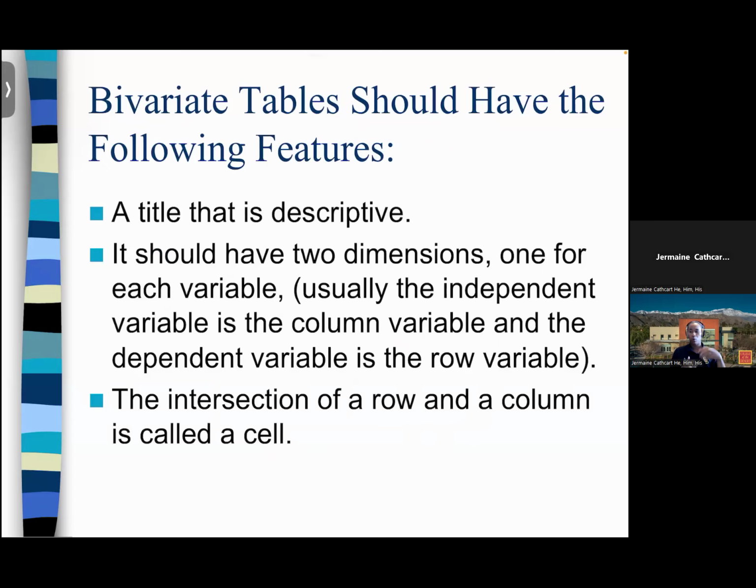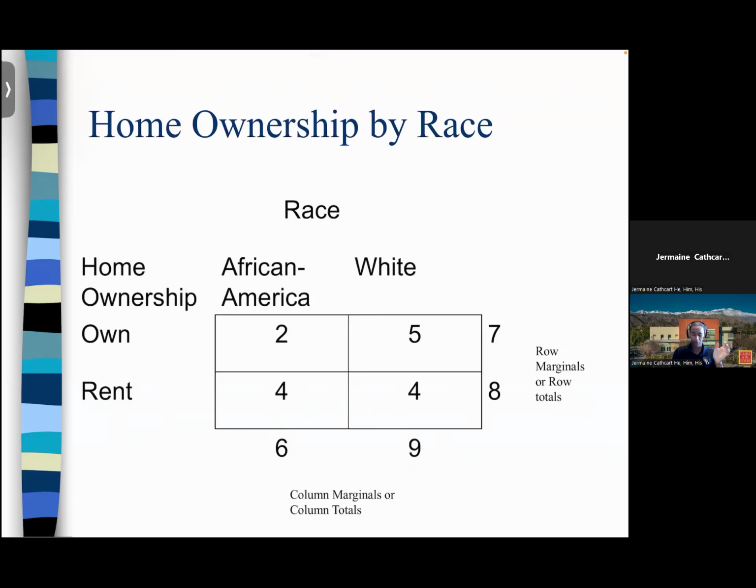Okay, now what should a bivariate table have? The first thing is a title that is descriptive. So you should let the reader know what it is that they're looking at. For example, homeownership by race. So they should know what they're looking at when they first open up that table.